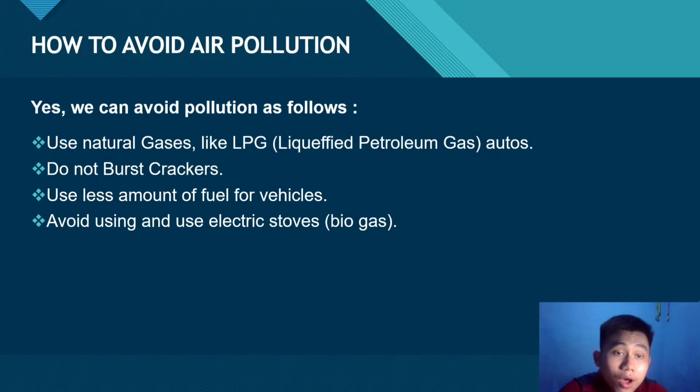The fourth is how to avoid air pollution. We can avoid pollution as follows. Number 1, use natural gases like LPG. Number 2, do not burn crackers. Number 3, use less amount of fuel for vehicles. And number 4, avoid using fuel and use electric stove.